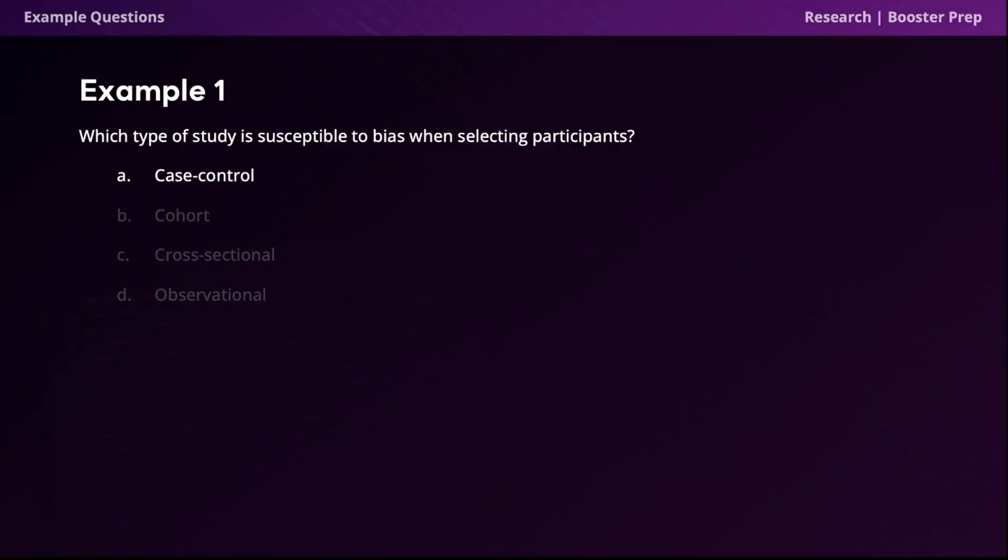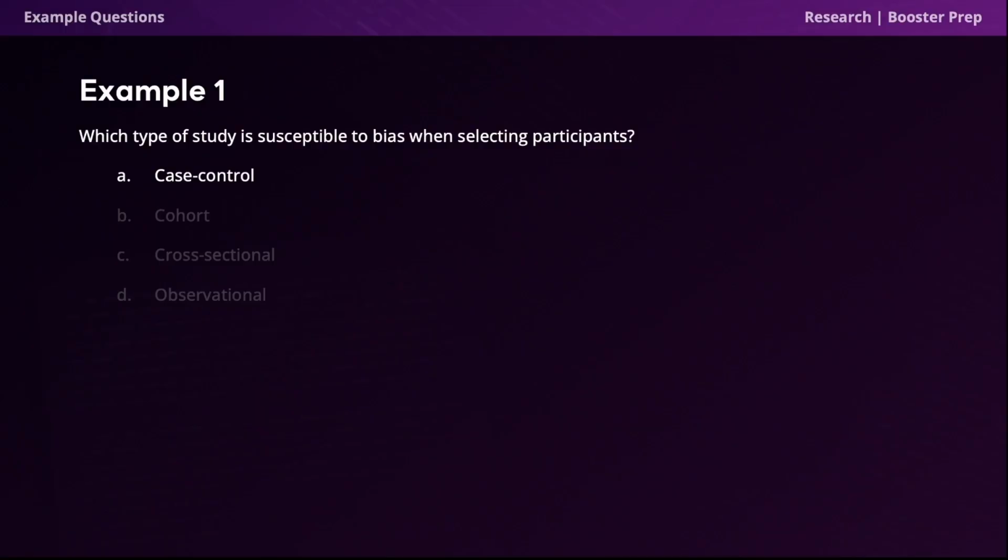So for this question, we need to remember that in a case control study, selection bias can occur because participants are selected based on their disease or exposure status in the case group or lack thereof in the control group, which may not accurately represent the general population. This bias can arise if cases and controls are not appropriately matched or if there are differences in the criteria used to select them, leading to inaccurate conclusions about the association between exposure and disease.